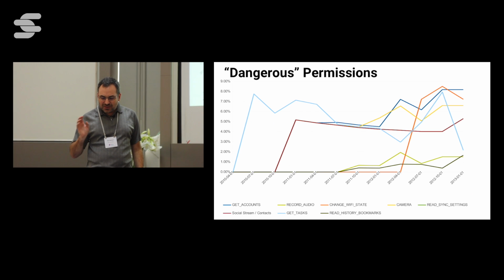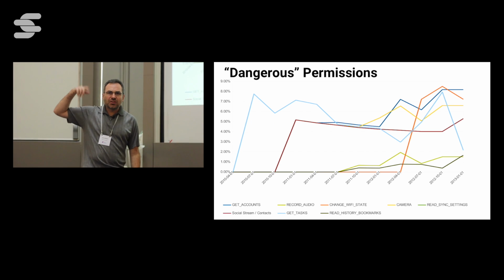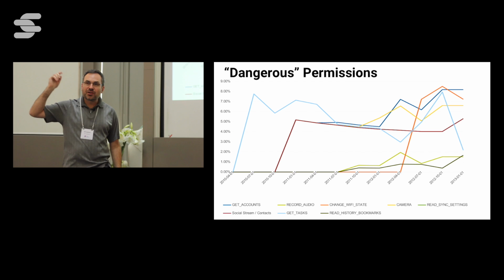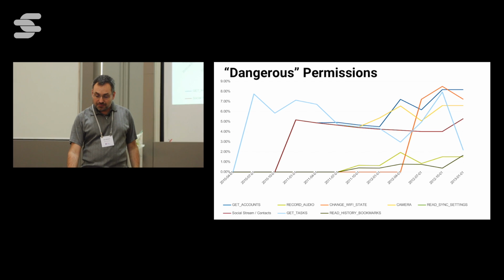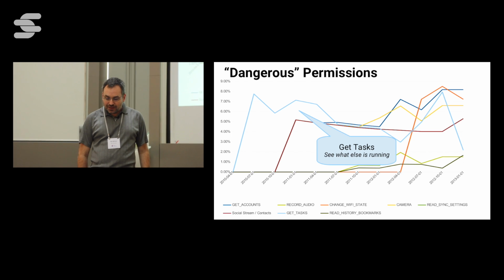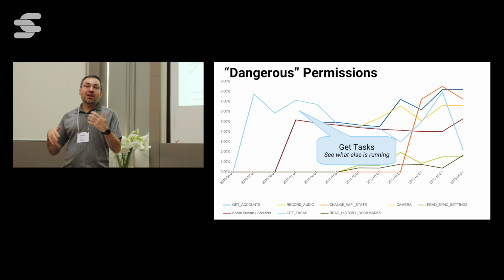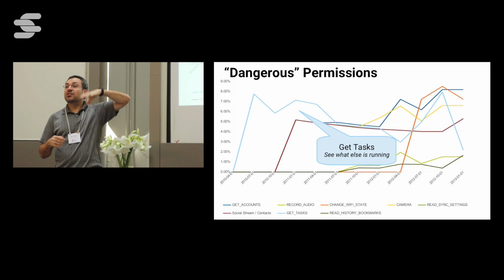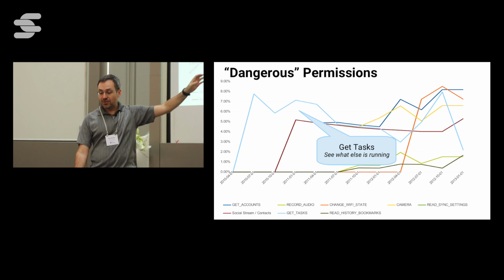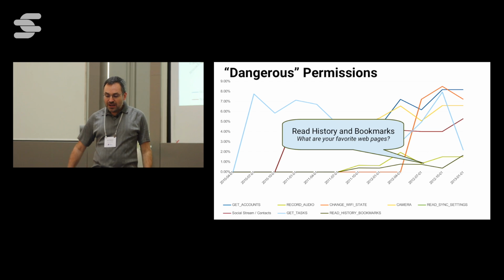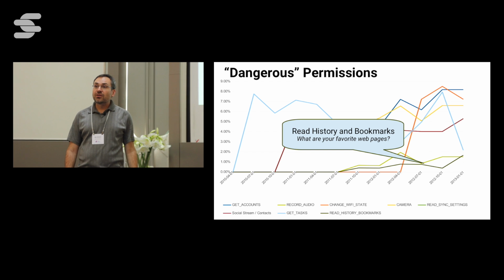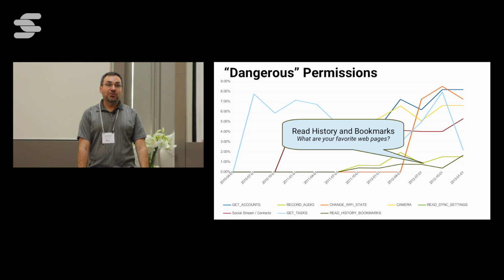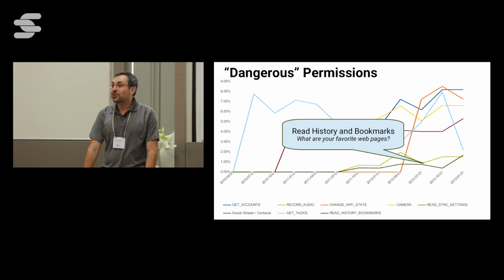I want to talk instead about these dangerous permissions. I've rescaled the y-axis, so you'll see it only goes up to 9%. This is PS, listing all the other processes that are running. Why do they want to know that? Because they can profile you based on the set of other apps that are running on your device. They want to read your web history and bookmarks. Why? To profile you, to figure out what you like and where you go.